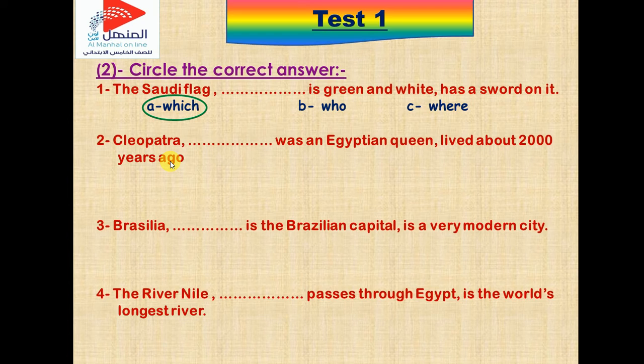A queen is the wife of a king. So here we're not talking about something. The subject here is a person. So after a person, if the subject is a person, we have to use what?